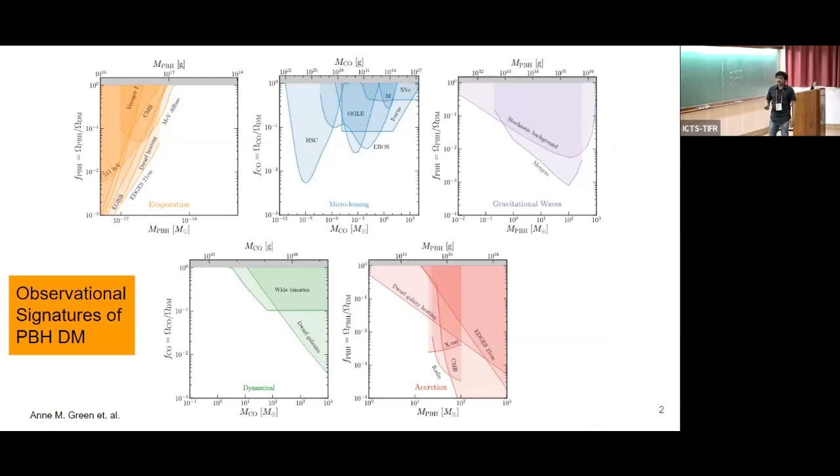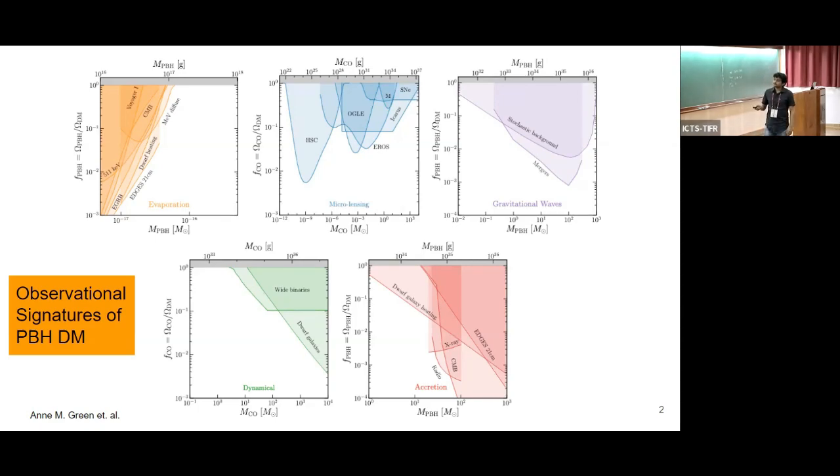There are certain observational signatures of PBH dark matter. If the PBH is very tiny, then it will evaporate due to Hawking radiation. So there are certain constraints on the parameter space of PBH. In all these panels, the y-axis is the fraction of dark matter in the form of primordial black holes, and the x-axis assumes a monochromatic mass function, meaning all of the PBHs have the same mass. In that parameter space, there are constraints from evaporation, from microlensing, and from gravitational waves due to collisions of PBHs.